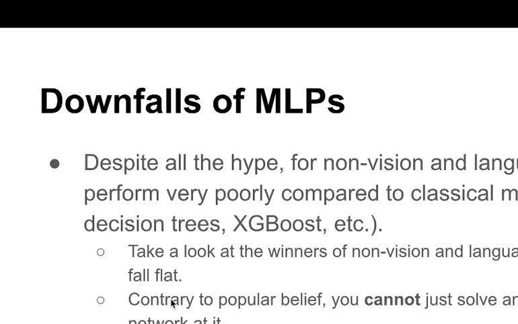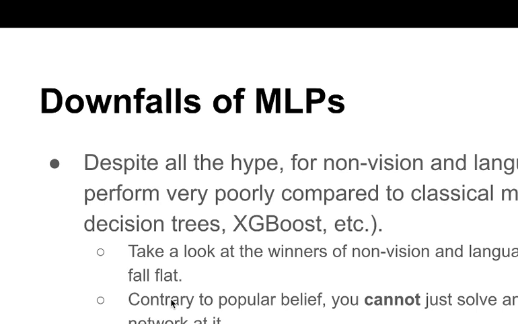So despite all the hype, for non-vision and non-language tasks, so anything outside of image classification, image detection, and image modeling, neural networks actually do really poorly compared to classical machine learning models, for example, decision trees, XGBoost. So if you go on Kaggle, do you guys know what Kaggle is? It's like a data competition website. It's like LeetCode for data scientists, right? It's kind of like that.